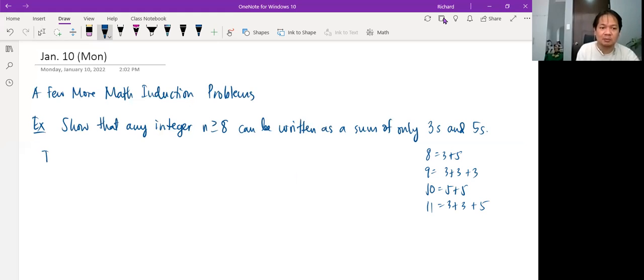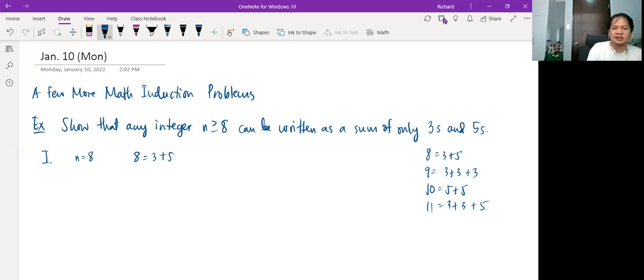So step one, let's verify this for when n is equal to 8. When n is equal to 8, we see that 8 is equal to 3 plus 5. We've written it down. Now, the second part is where we are going to have to be more careful.